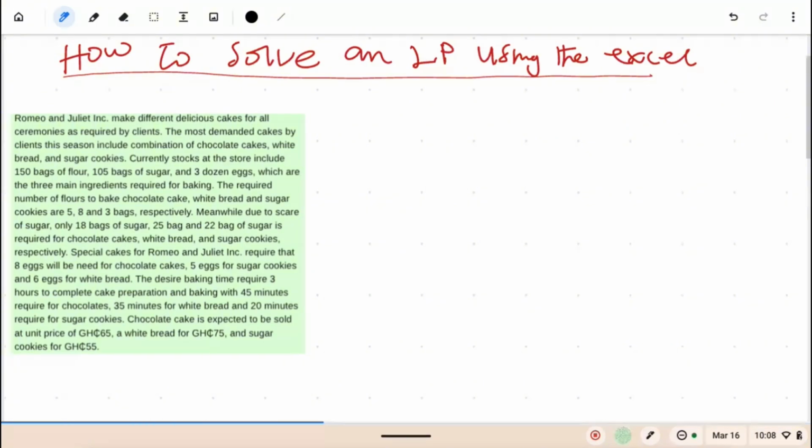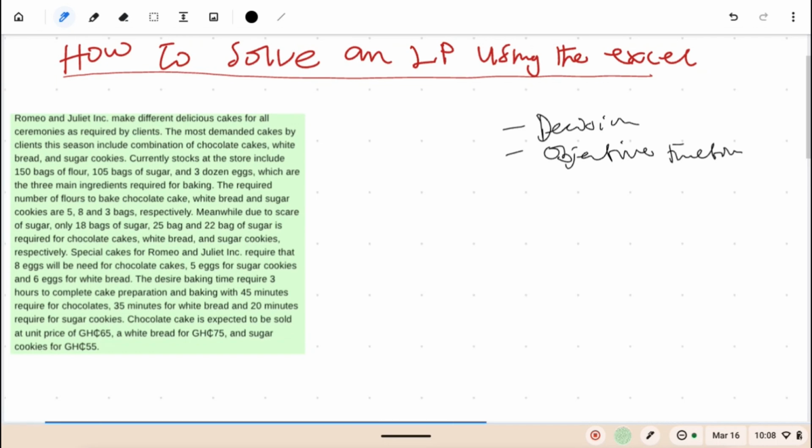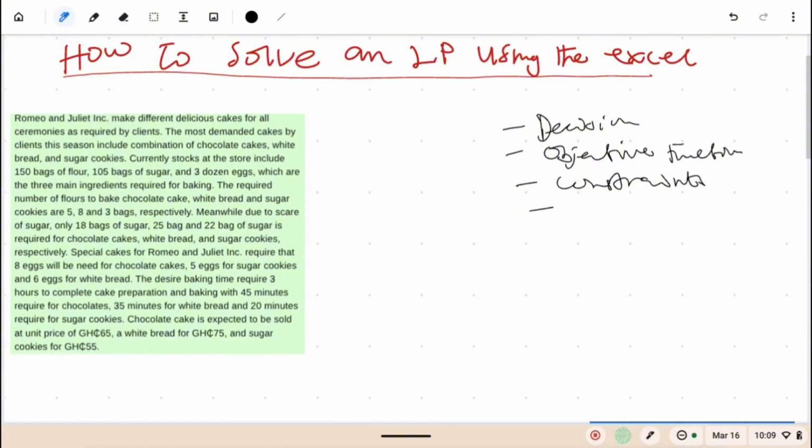Those are the components of a linear programming, if I'm right. We said these components, we have four. They include the decision variables. First of all, we look for decision variables. We look for your objective function, and then our constraints. And we said that these constraints include our non-negativity constraints. We will add it as a non-negativity constraint.